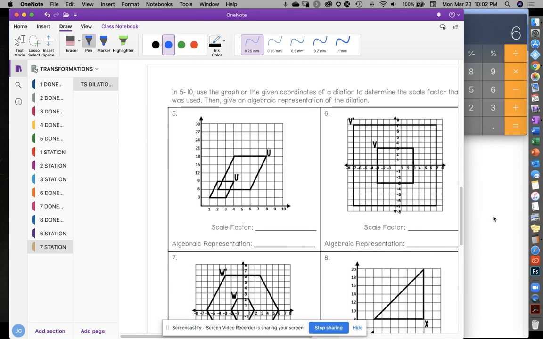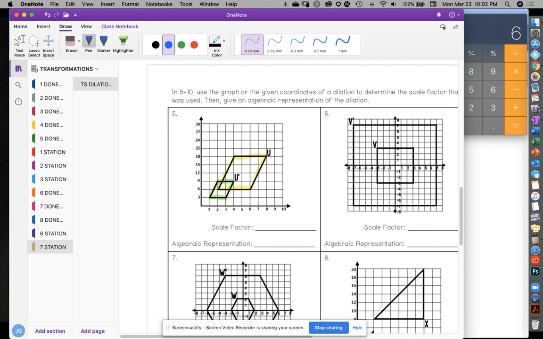Now on the back it says, for questions 5 through 10, use the graph or the given coordinates of the dilation to determine the scale factor that was used. Then give an algebraic representation of the dilation. So for this one, I see that my original is this large one, and my new image is this smaller one. So we definitely reduced, which means I'm looking at a fraction or a decimal, but by how much?